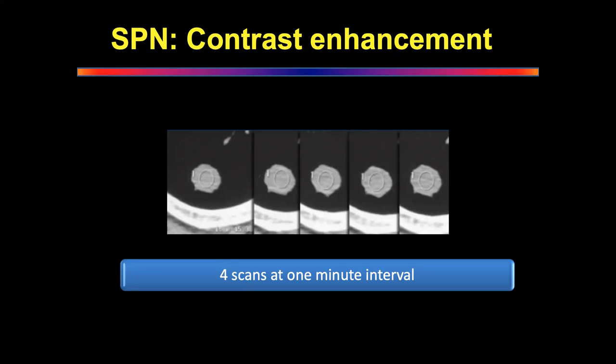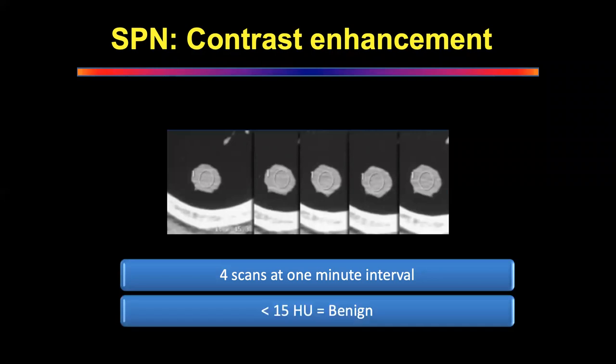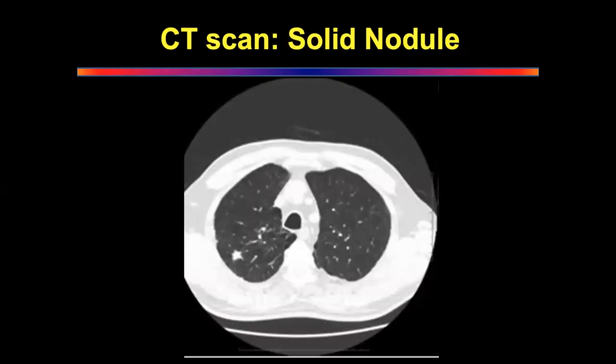Anybody knows? So if it's less than 15 HU, it's usually benign. Okay? If it's more than 15 HU in contrast enhancement, then you're talking malignancy, because it means that the blood supply to that nodule has increased. That is the significance of this. Okay? Hold on. I'm giving you the questions and I'm also giving you the answers.